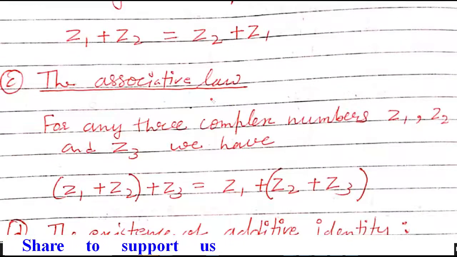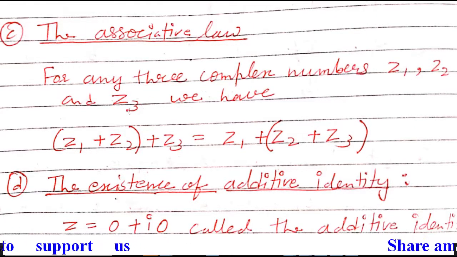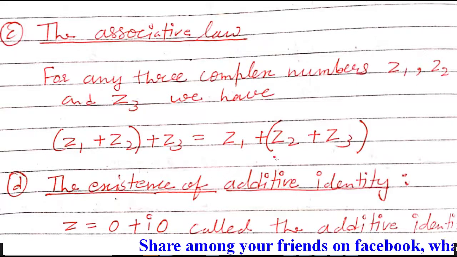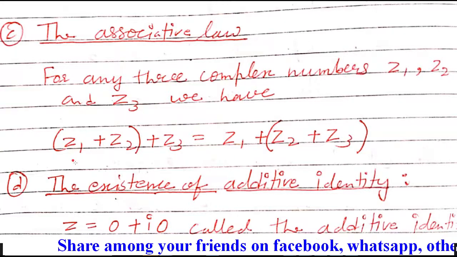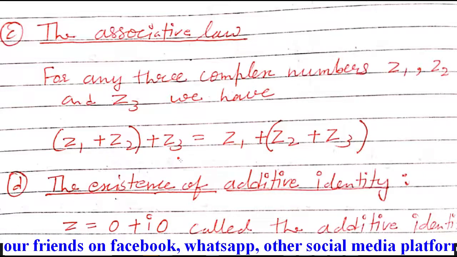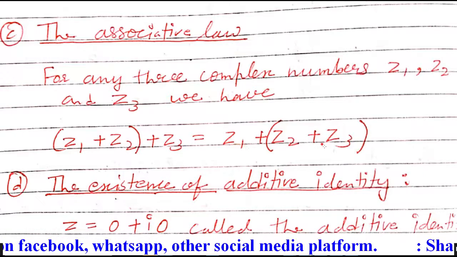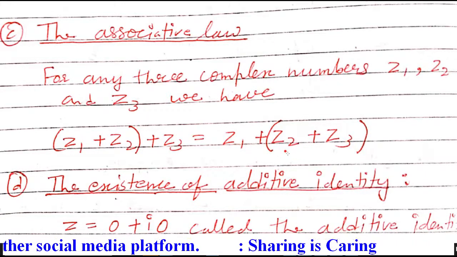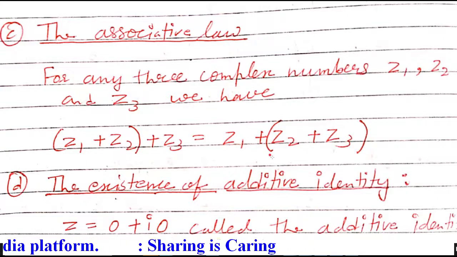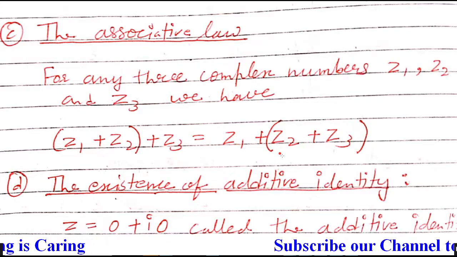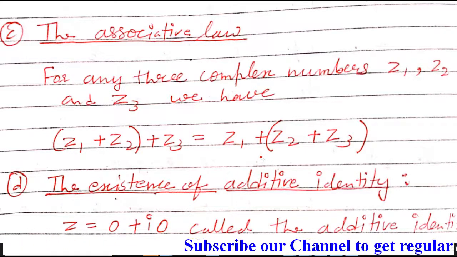Now the associative law. In the associative law, if we have three complex numbers, that is z1, z2 and z3, and you have to add all three, then firstly you can add z1 and z2, and whatever answer comes, you add z3 to it. Or in the second situation you can add the remaining two, that is z2 and z3, and to whatever answer comes, you add z1. In both situations you will get the same answer. So this is named the associative law, and the associative law holds good in the complex number system.